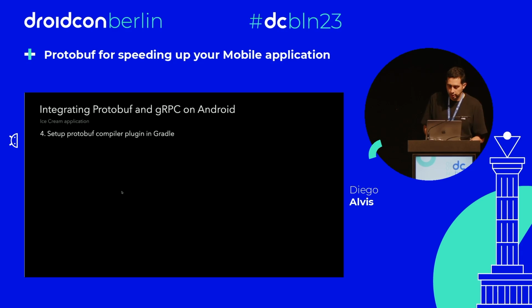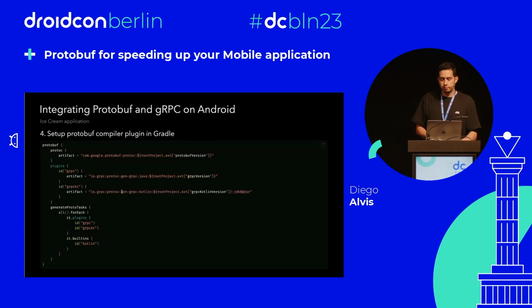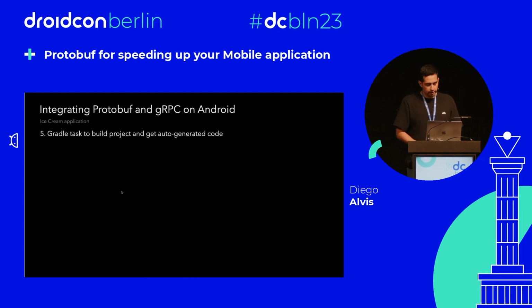Cool. After we have added the dependencies, we're going to set up the Protobuf compiler, the compiler that I was mentioning in the plugin. This is basically a basic setup. The difference here is that if you're going to set up gRPC for Java, then you don't need the Kotlin ones, but that's it. The rest is the same.